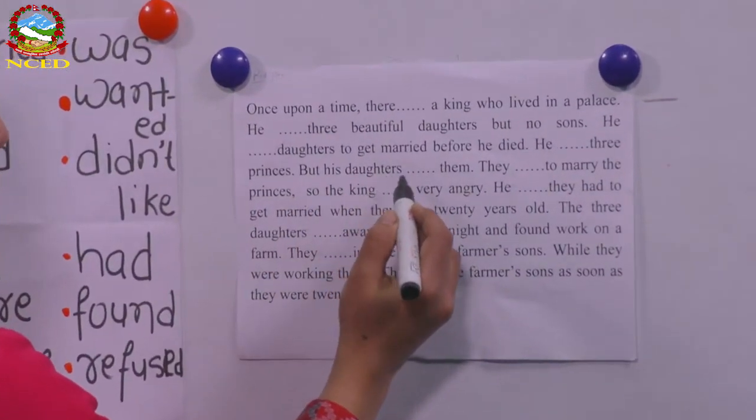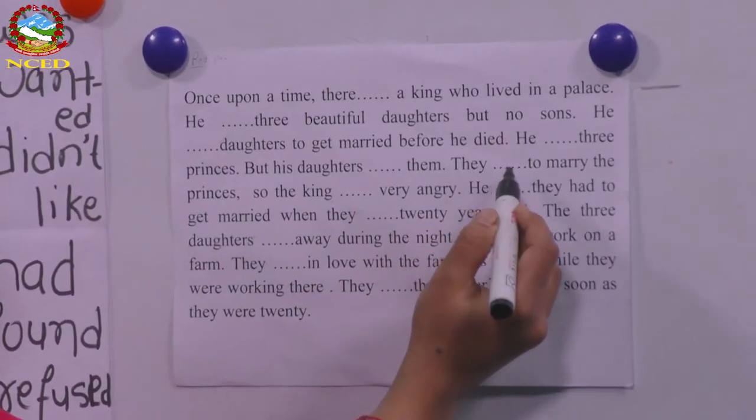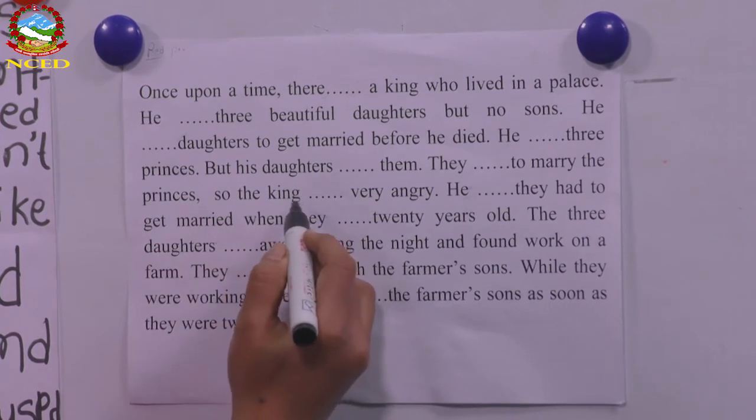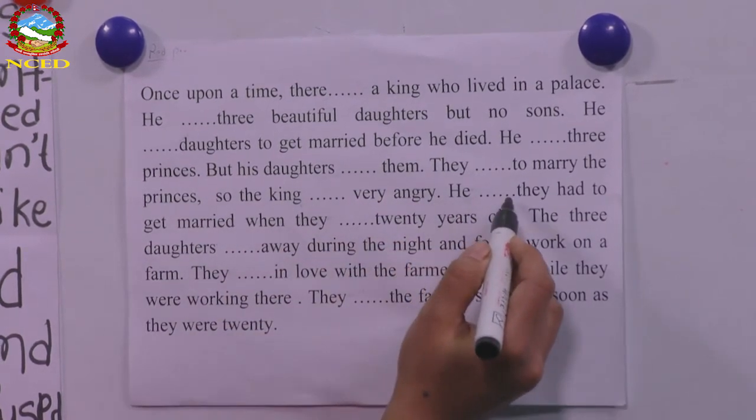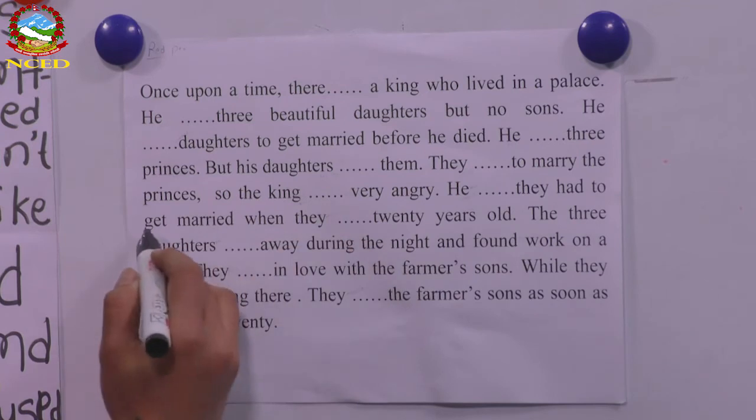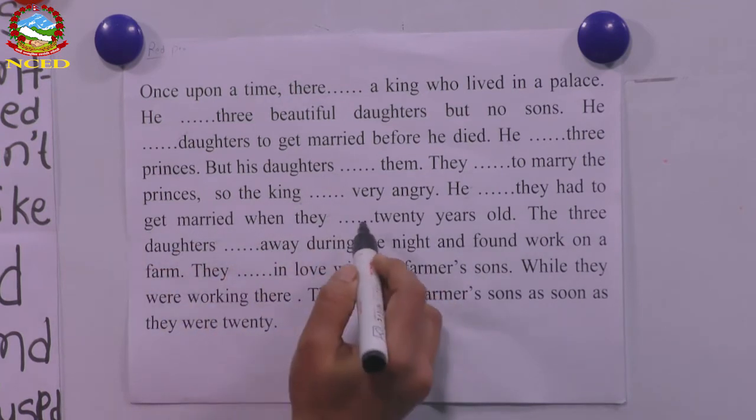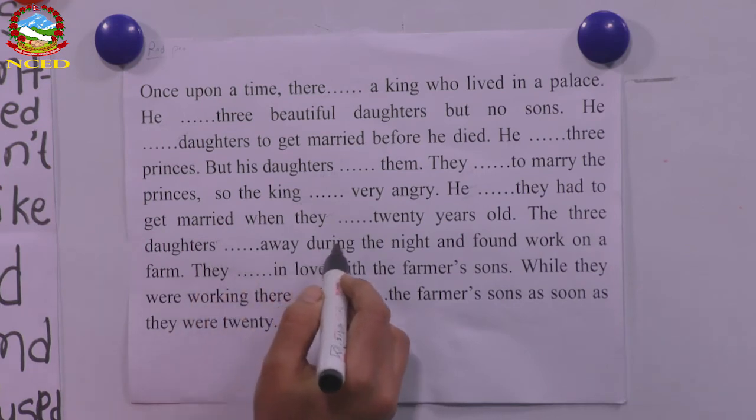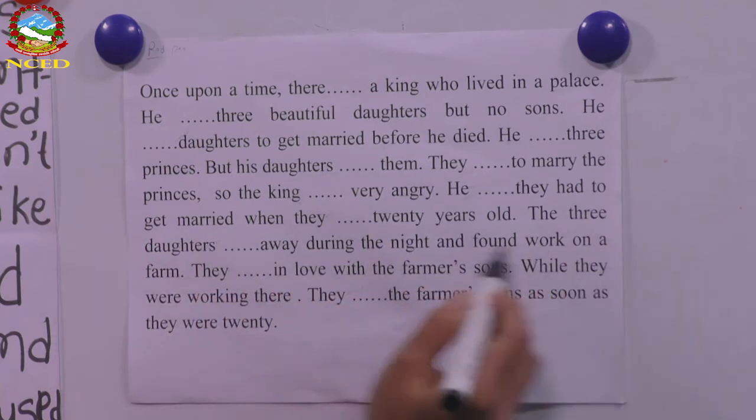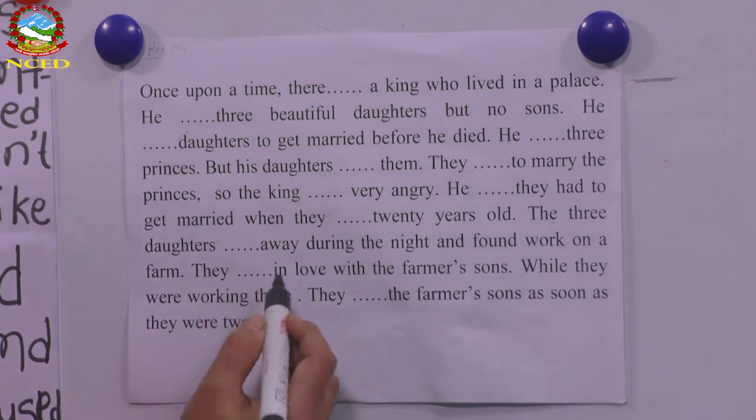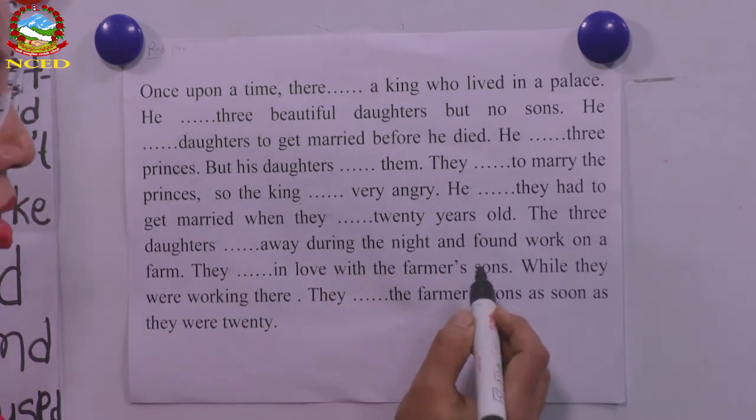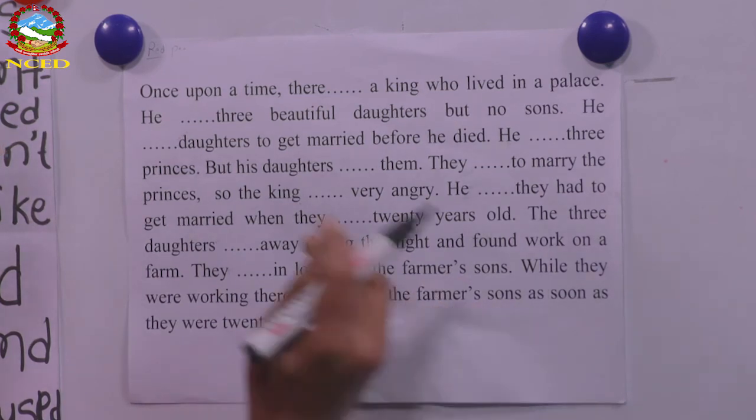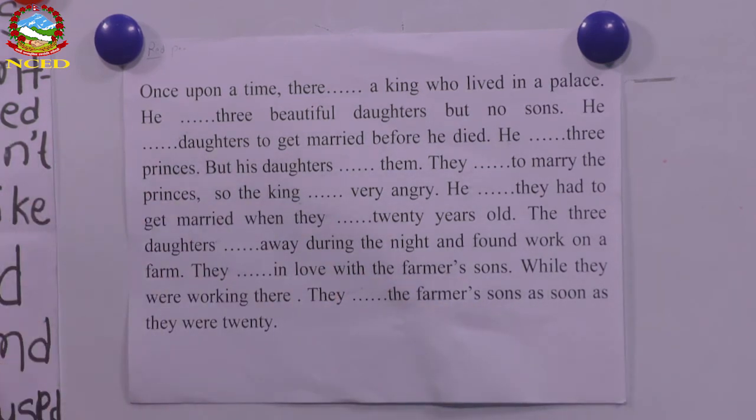But his daughters, blank, them. They, blank, to marry the princess. So the king, again blank, very angry. He, again blank, they had to get married when they, so what? 20 years old, the 3 daughters, again blank, away during the night and found work on a farm. They, again blank, in love with the farmer's son while they were working there. They, again blank, the farmer's sons as soon as they were 20.